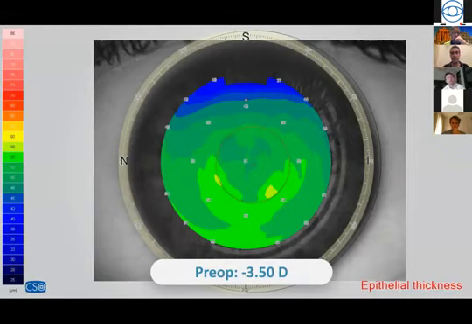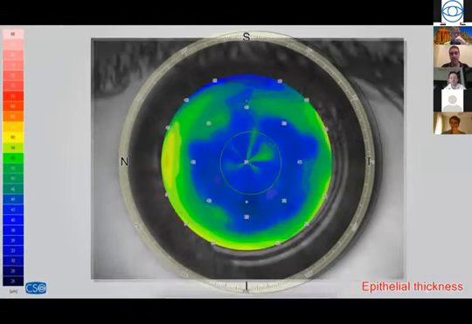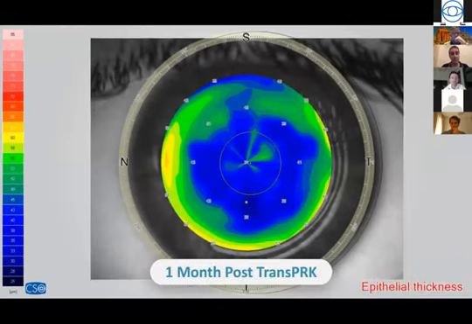OCT-driven tomography pre-op and post-op on all your patients, you get to understand where these patients lie, whether these patients are overcorrected, undercorrected, or whether they regressed or not. For instance, this is a myopic patient, and the patient has minus 3.5 diopters of sphere. And look at what happens 1 month after transepithelial PRK. You see there is an epithelium.